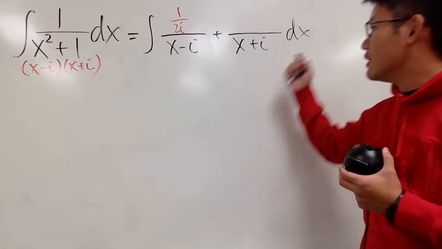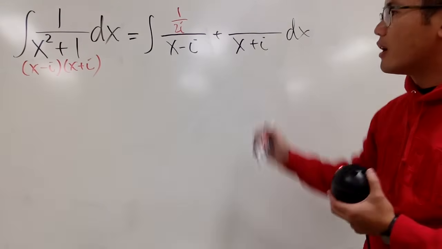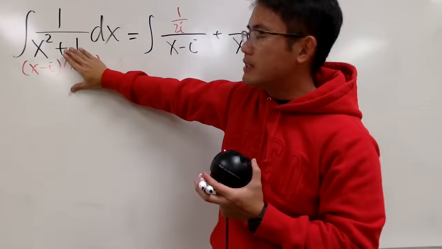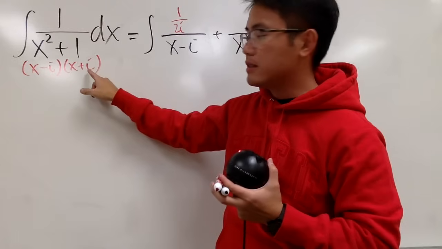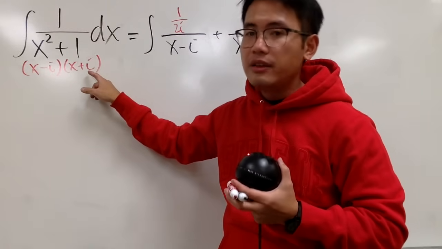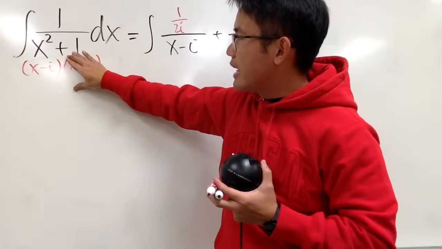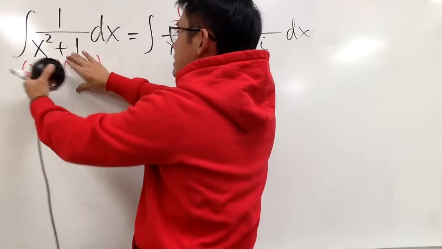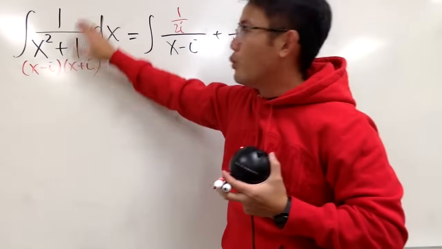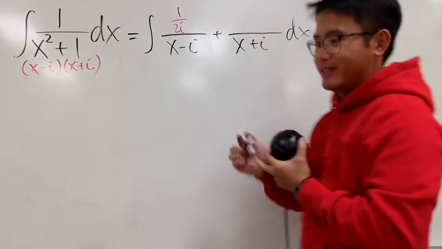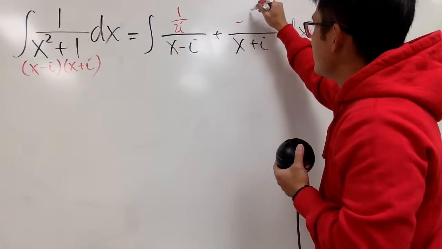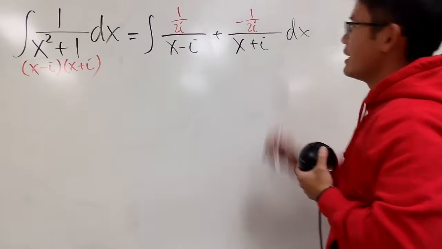And then same thing right here, x plus i. I will go back here and cover this up and ask yourself, how can we make this 0? x has to be negative i. Plugging negative i into 1 over x minus i, you get 1 over negative 2i. So we have this right here, minus 1 over 2i.